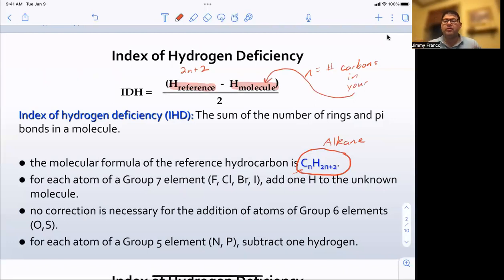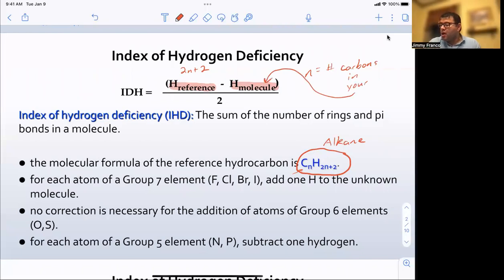All right, so typically I'll give you a formula, and whatever that number of carbons is, that's what you're going to plug in for N. Okay? So that's why this H ref is always going to be based on the number of carbons that your molecule has. And then we can use the number of carbons and translate that to how many hydrogens it would have if it's an alkane versus what your molecule has.